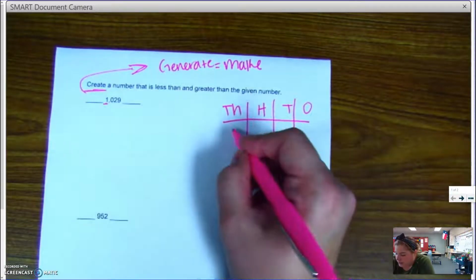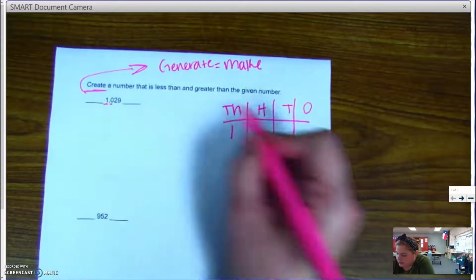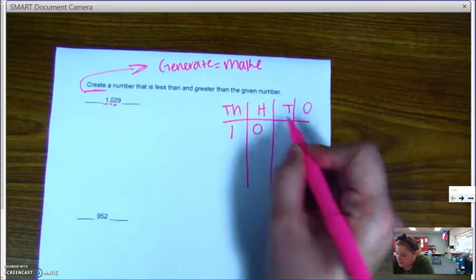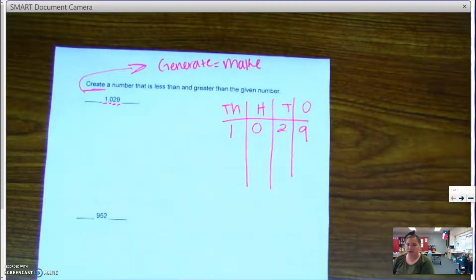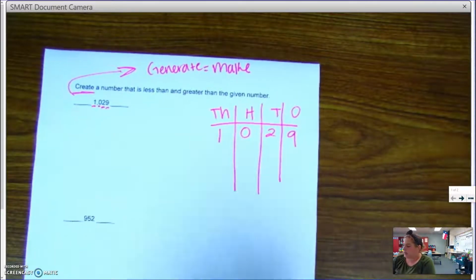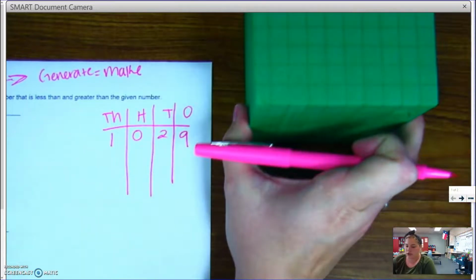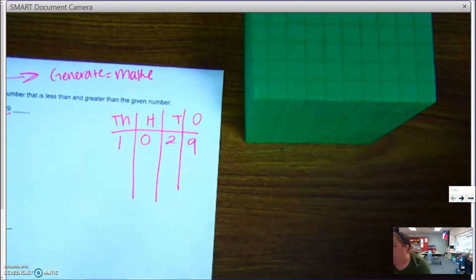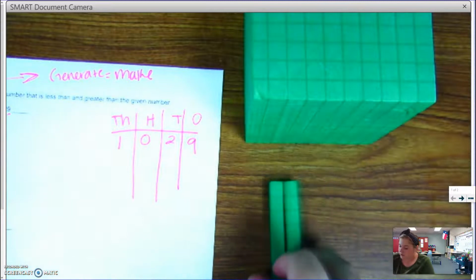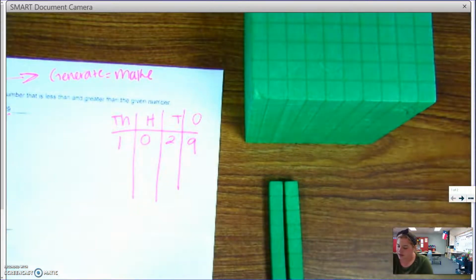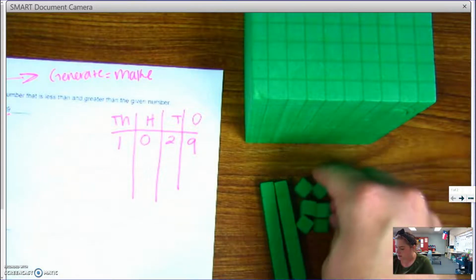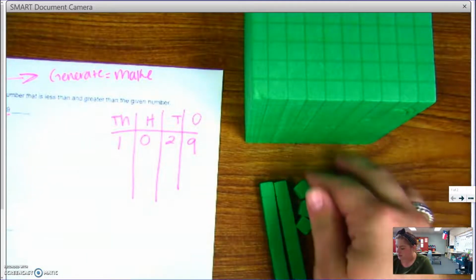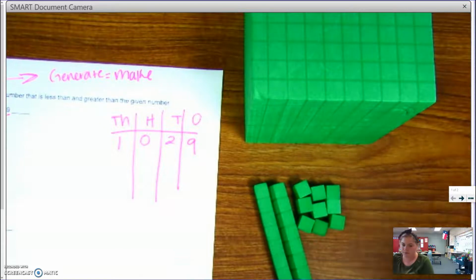I see a 1 in the thousands place, 0 in the hundreds place, 2 in the tens place, and a 9 in the ones place. I know that that is 1 cube, 0 flats, 2 rods, and 9 units. There we go.